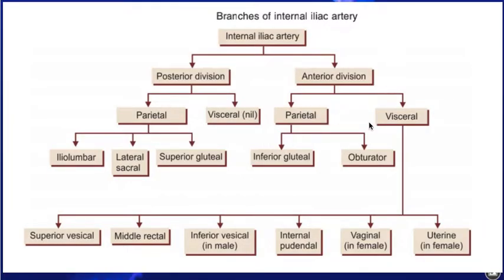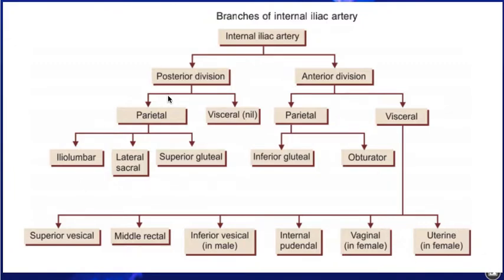Now, to summarize, the internal iliac artery has a posterior and anterior division, right? Let's talk about the anterior division first. Both of them, anterior and posterior division, have parietal and visceral branches. Coming to the anterior division first, the parietal ones are the ones at the lateral pelvic wall, that is the inferior gluteal and the obturator. Amongst the visceral, that is supplying the viscera or the organs, we have the superior vesical and inferior vesical in male. Then we have the middle rectal, internal pudendal. In females, we have the vaginal artery and the uterine artery.